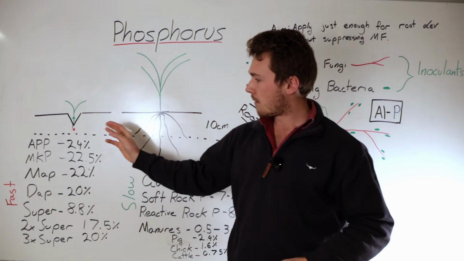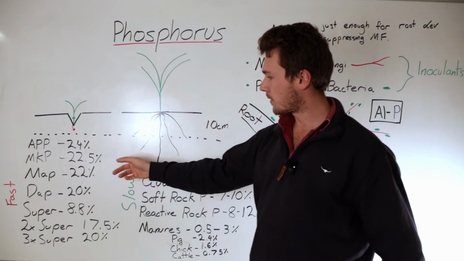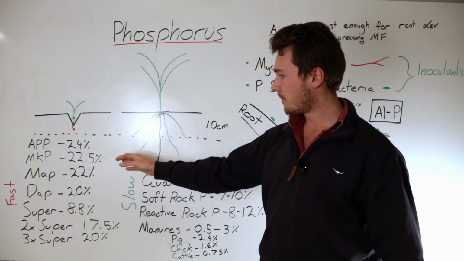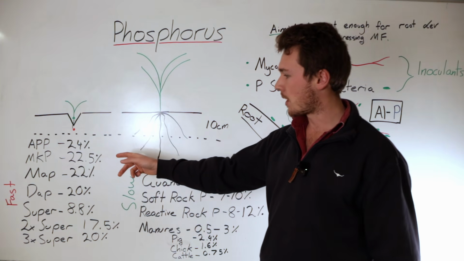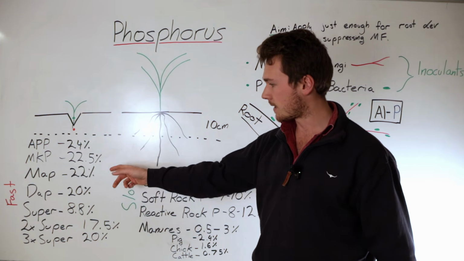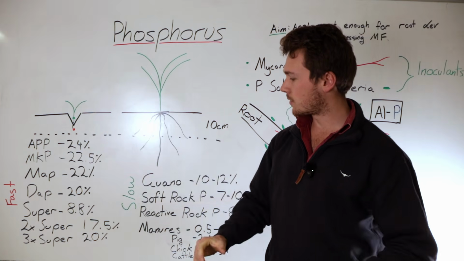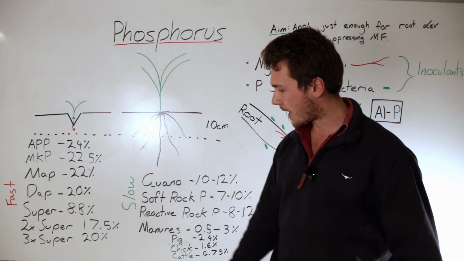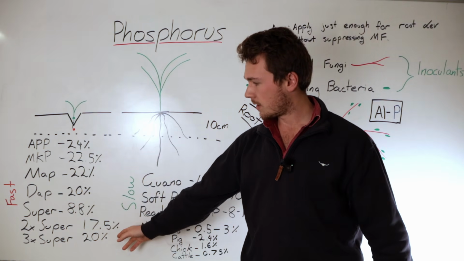And then we have monopotassium phosphate, 22.5%. You can also apply that as a foliar. We have MAP, so monoammonium phosphate, 22%, and DAP, diammonium phosphate. Then we've got super at 8.8%, double super and triple super at 17.5 and 20.5.